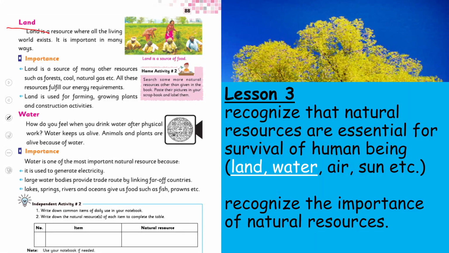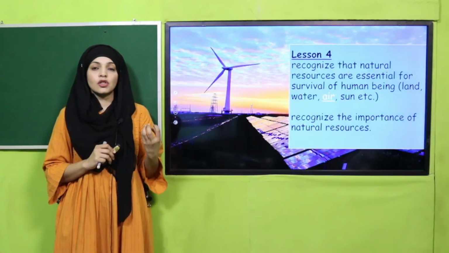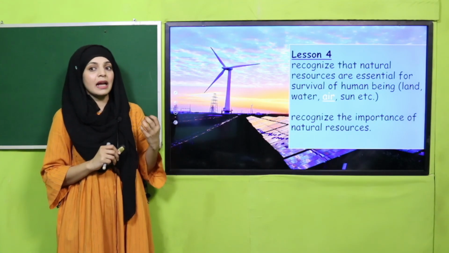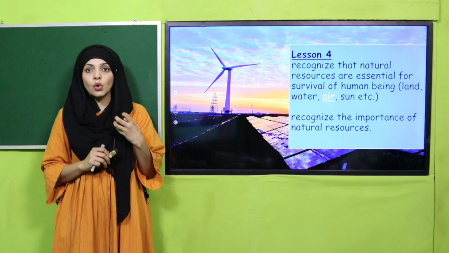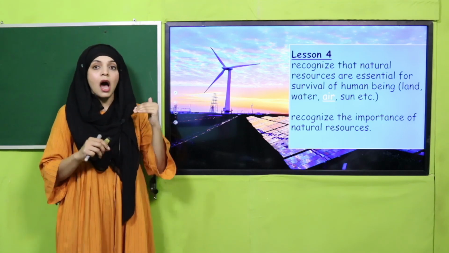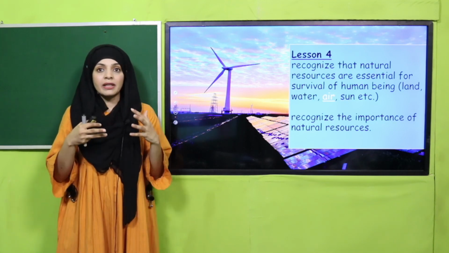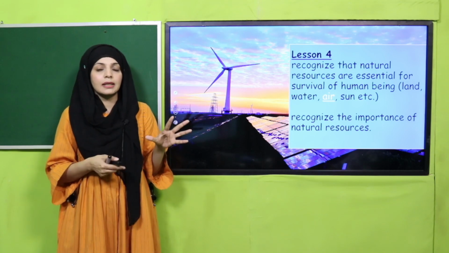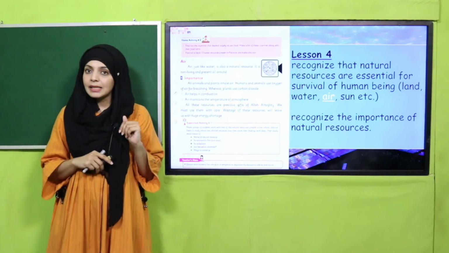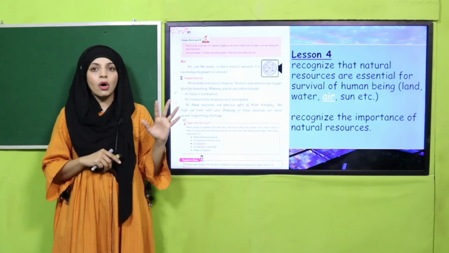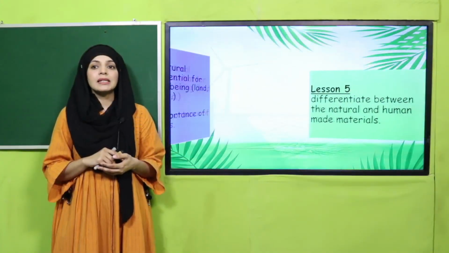Then we will move forward towards lesson number 4, and in this lesson the students will recognize that natural resources are essential for the survival of human beings. The natural resource specifically discussed is air. We will read a lot about air, how we get many benefits from it, and how we can convert it into energy. This will be done in lesson number 4. The page included is page number 89, and on this page we will discuss all about air. Then we will move forward towards lesson number 5.